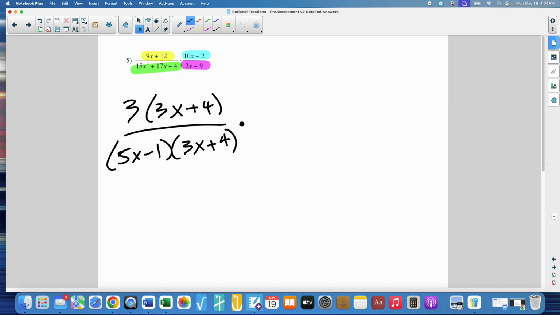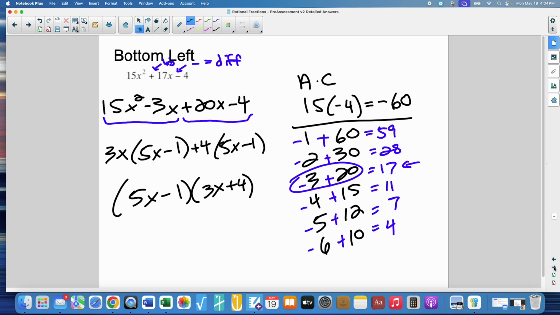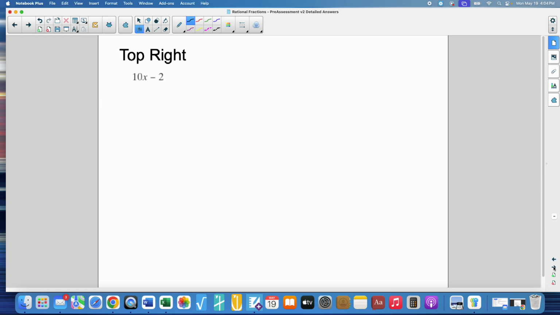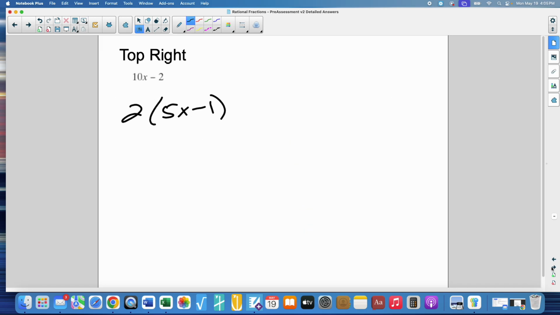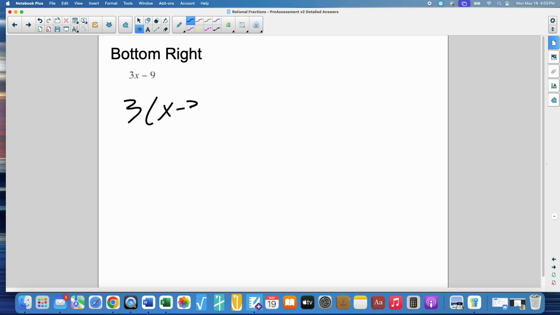Okay. Now we're going to go to the top right. Top right, 2 terms. Standard form. Common factor of 2. We get 5x minus 1. So 2 times the quantity 5x minus 1. Okay? Now we're going to factor the bottom right. 2 terms, common factor, 3. We get x minus 3.